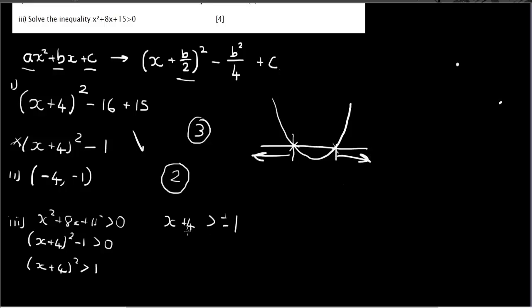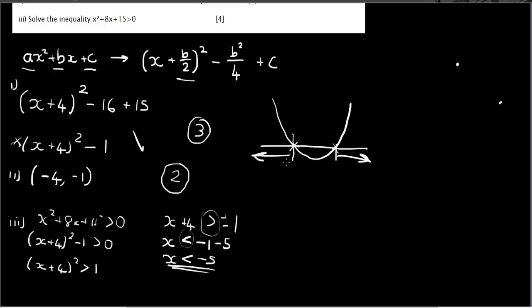So if we rearrange this, we get that x is less than minus 1 minus 4, which gives us x is less than minus 5. The reason we've gone from a greater than sign to a less than sign is because of the negative.